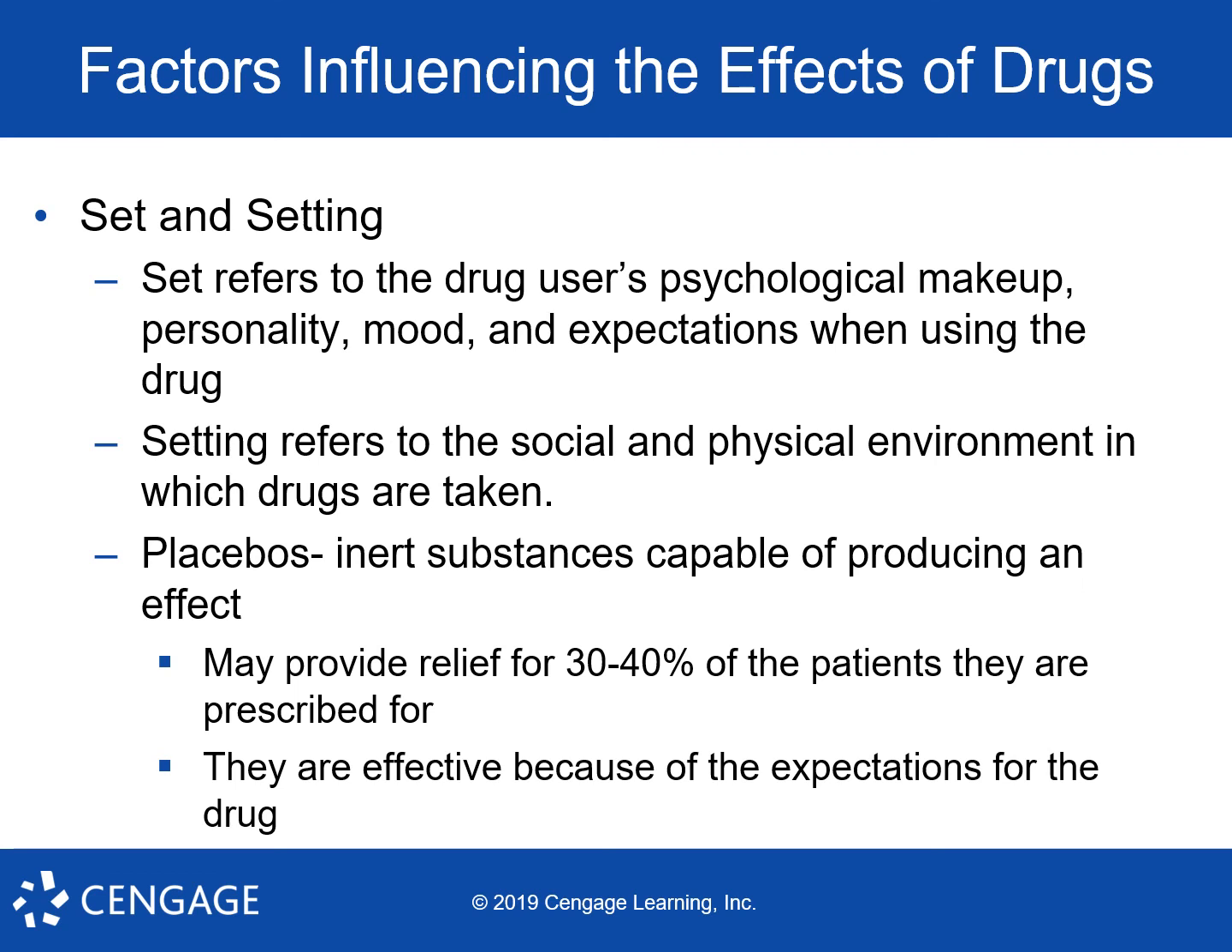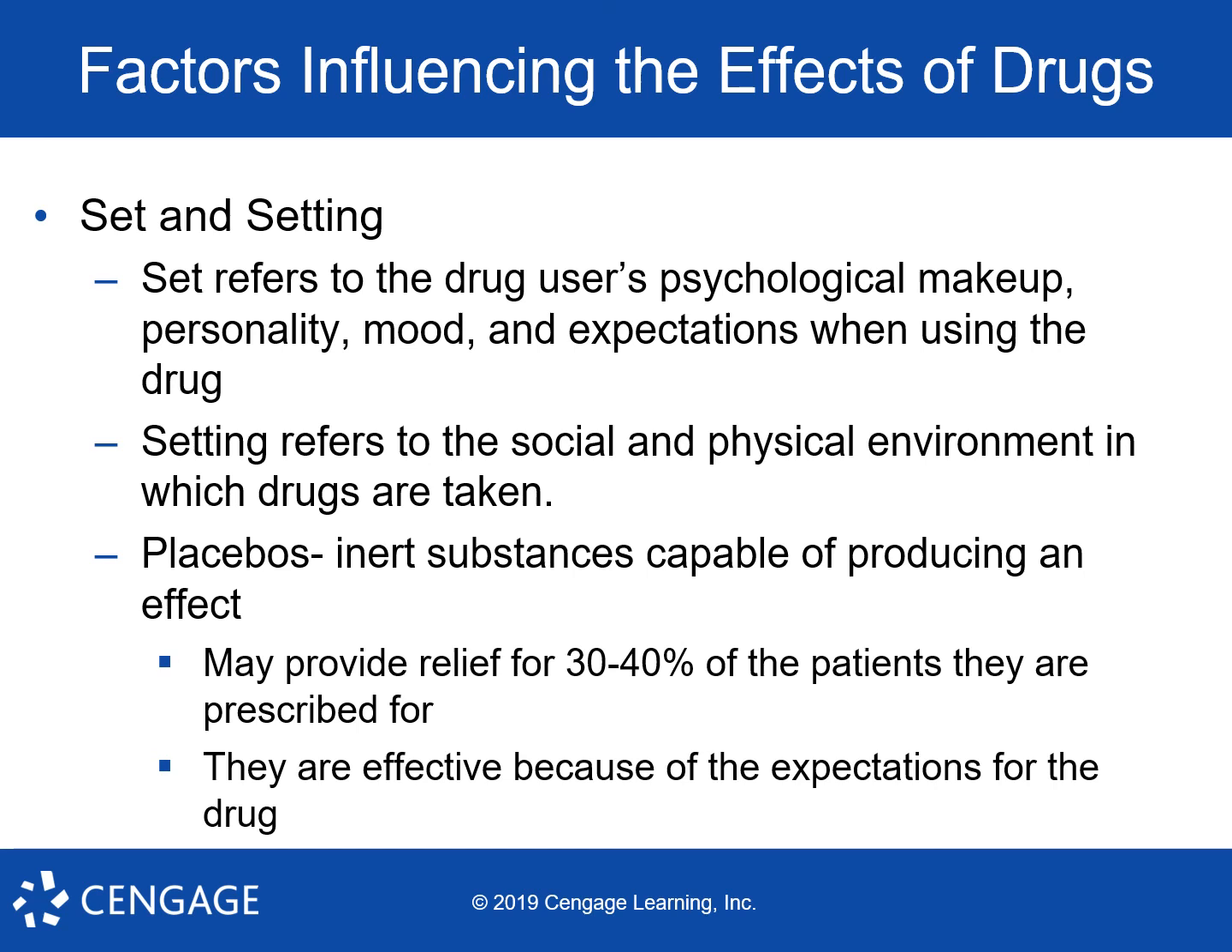So set and setting is very important when dealing with the influence of the effects of drugs. Set refers to the drug user's psychological makeup, personality, mood, and expectations when using the drug. For example, somebody who's trying to quit cigarette smoking and finds an increased desire to smoke cigarettes when they're in a situation that they're used to smoking in, like going to the bar or in certain social settings. Setting refers to the social and physical environment in which the drugs are taken, kind of the same things.